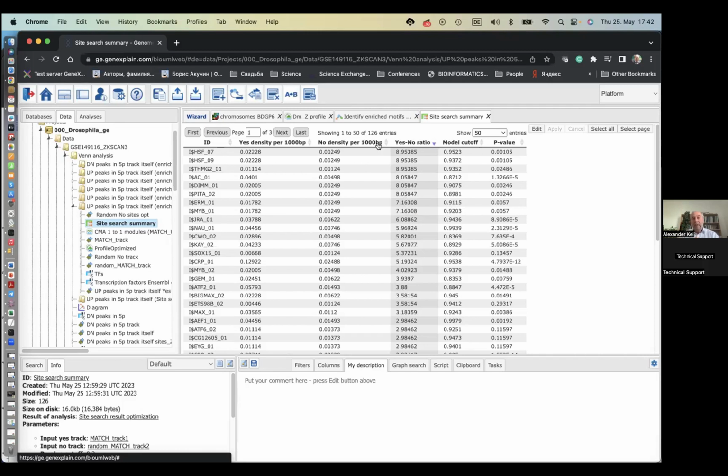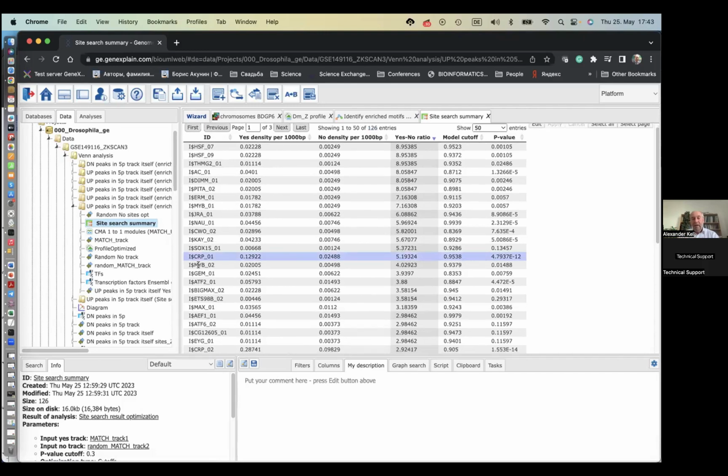And it's quite a lot, so 126 different positional weight matrices. And here, this yes to no ratio tells you how much is this different. So how much is an enrichment? So 8 times or 5 times these sites are more frequent in the regions, in the peaks, compared to the background regions. And this is a p-value, which is significant. For instance, this factor is 5 times higher and also very much significantly enriched.